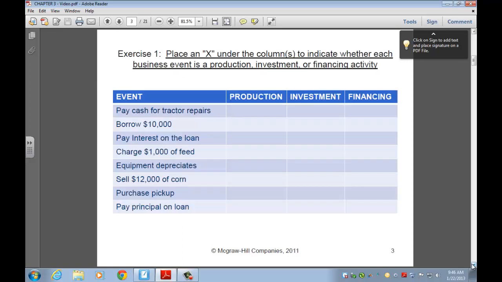Here's a simple exercise from the textbook. In this exercise, you're required to place an X under the columns to indicate whether each business event is a production, investment, or finance activity.